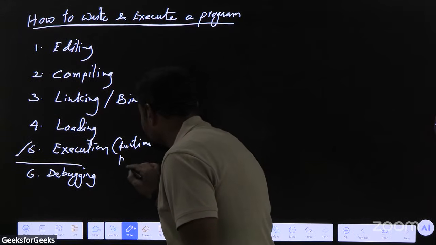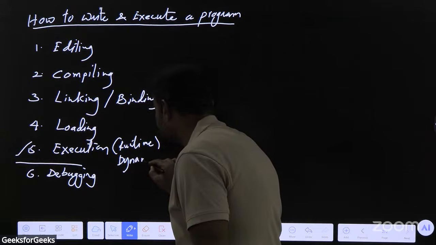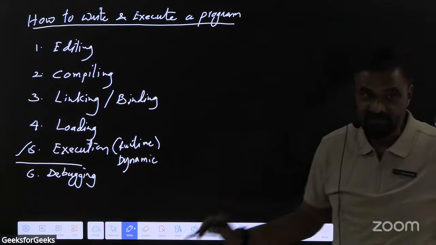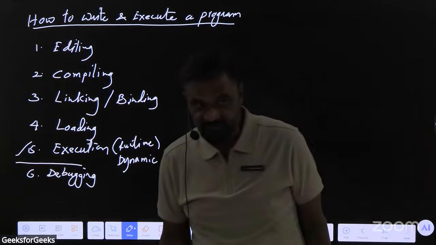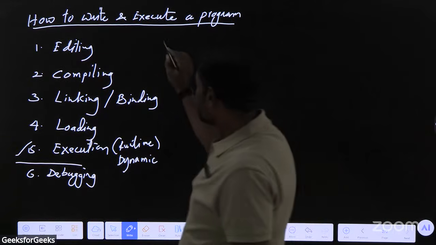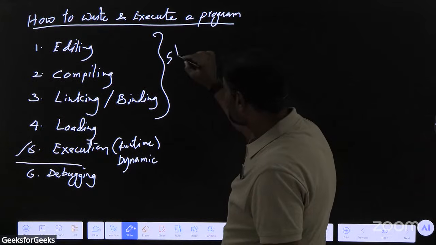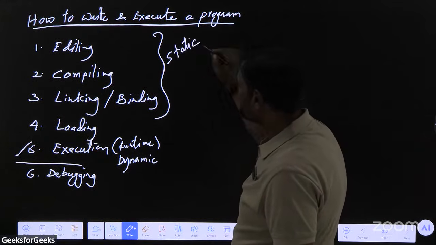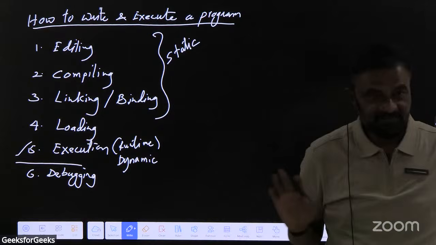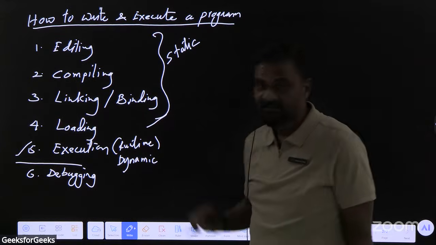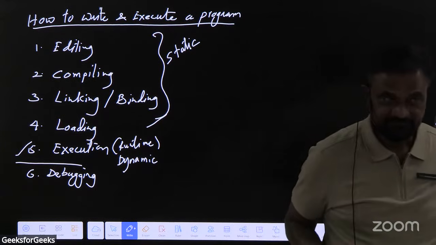And this is dynamic. Runtime or dynamic? Only that part is runtime or dynamic. Then what these phases, stages are, these are static. These are static. This is dynamic. All these 4 stages are static.